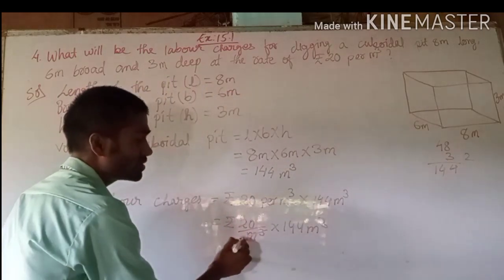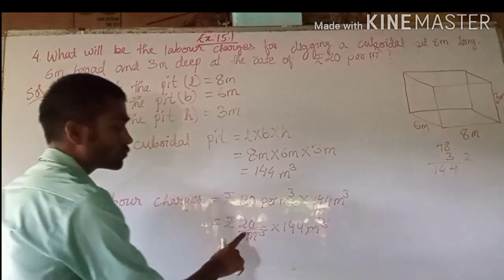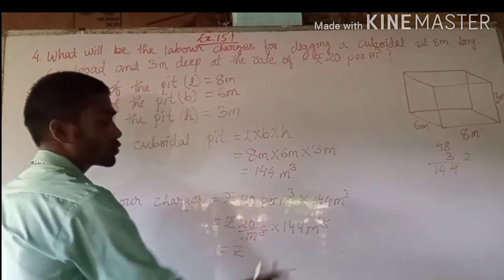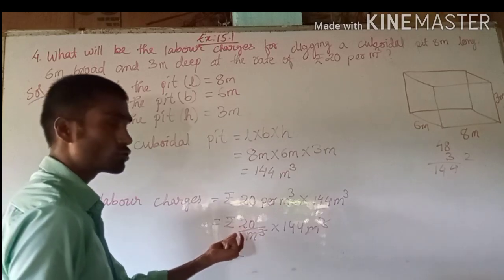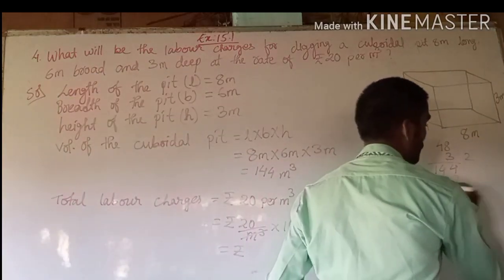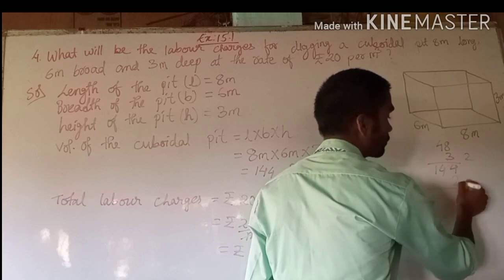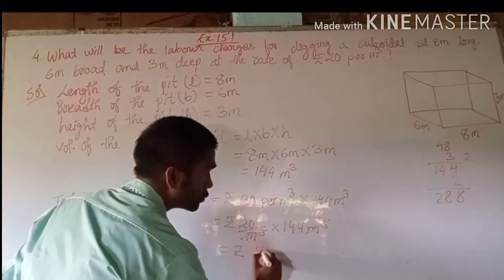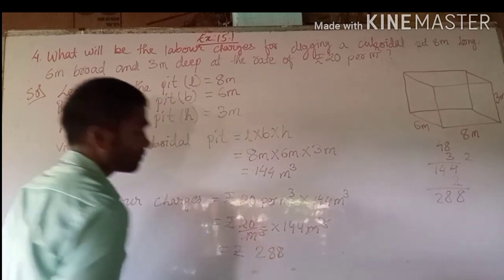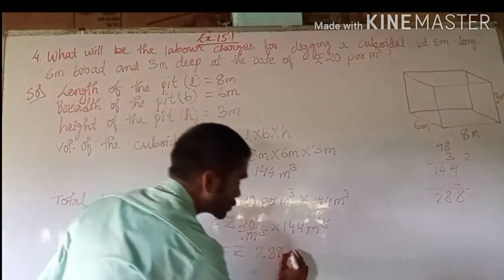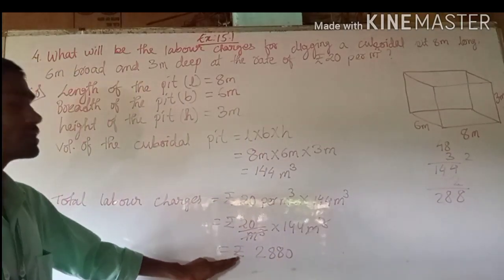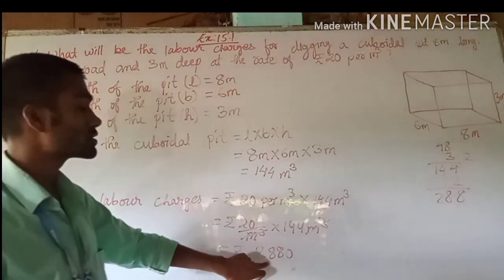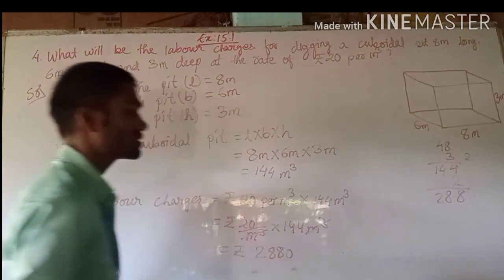Now we can cancel meter cube and meter cube. Now 20 into 144, that is equal to rupees. So 144 we will just multiply with 2 and then we will add one more 0 there. 4 twos are 8, again 4 twos are 8, again 2 into 1 is 2. So we got here 288, and the 0 that we left. So total charges they will have to pay to the laborers is equal to rupees 2880. This is our answer.